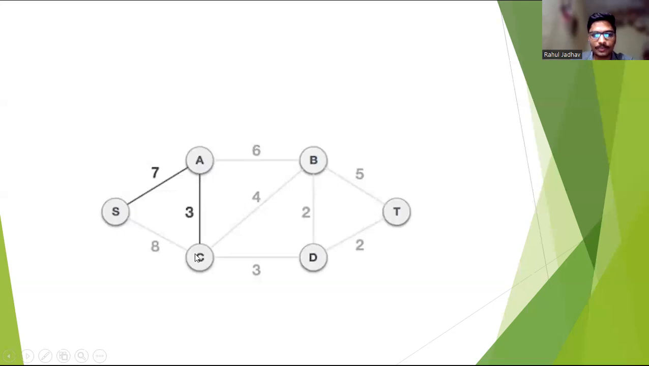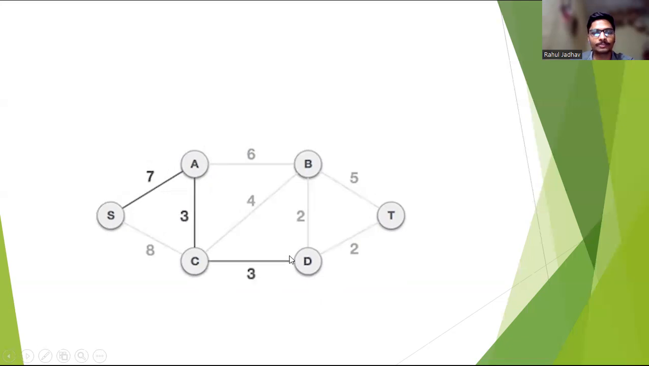And then after C, we have two paths, C to B and C to D, and the minimum is 3. So we selected C to D as the minimum edge cost. So we selected the C to D edge. After that, there are two edges with the similar weight, from D to B and D to T.